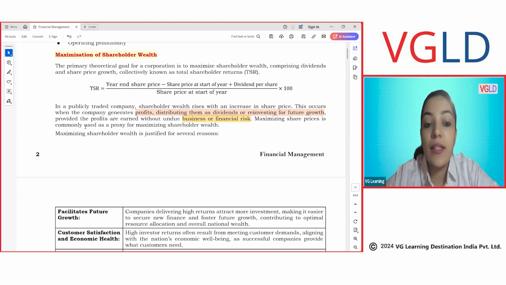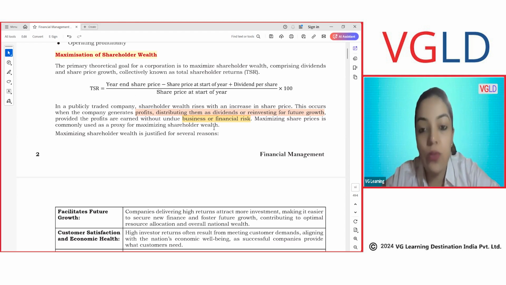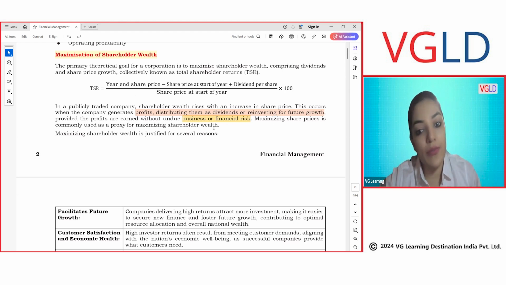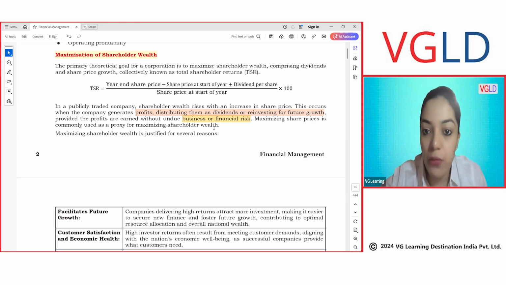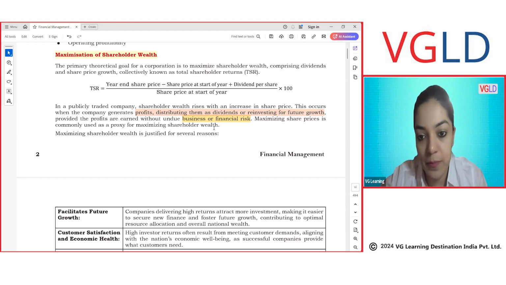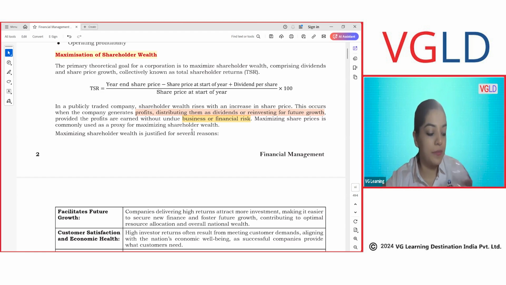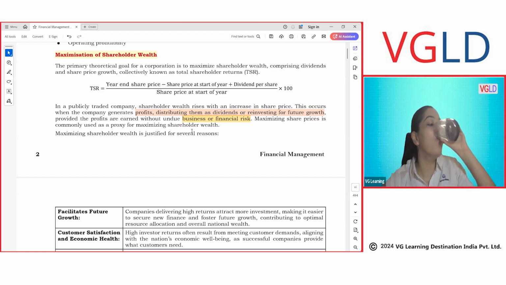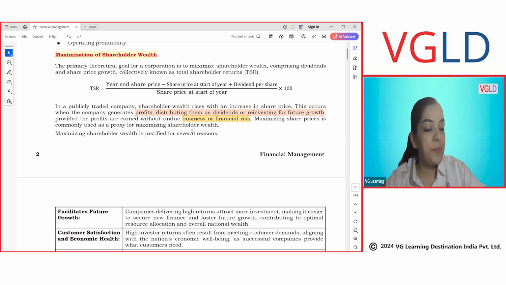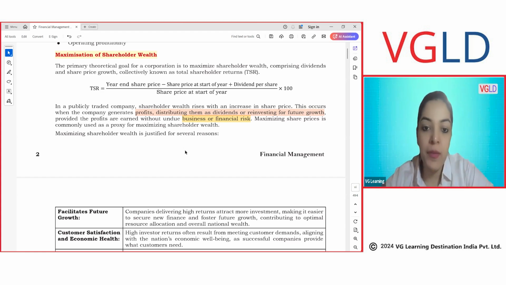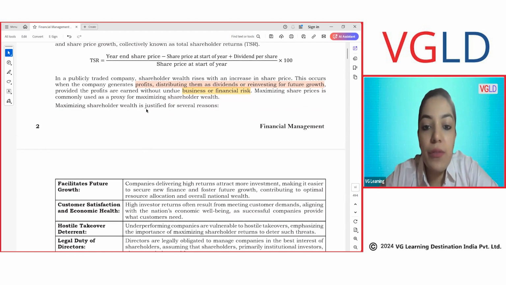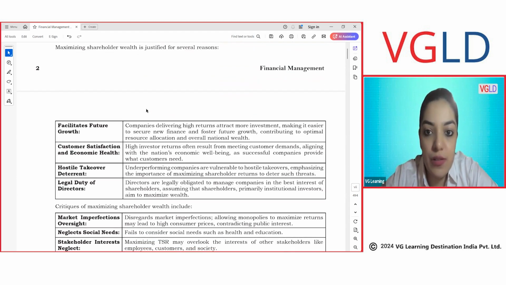Maximizing share prices is commonly used as a proxy for maximizing shareholder wealth. So the intent always is to increase the share prices of a company so that it grows the wealth of the shareholders, because any profit company is working with the objective to maximize shareholder wealth. So, maximizing shareholder wealth is justified for several reasons.